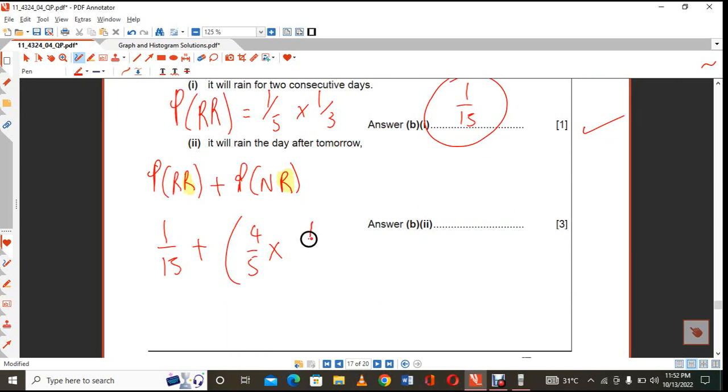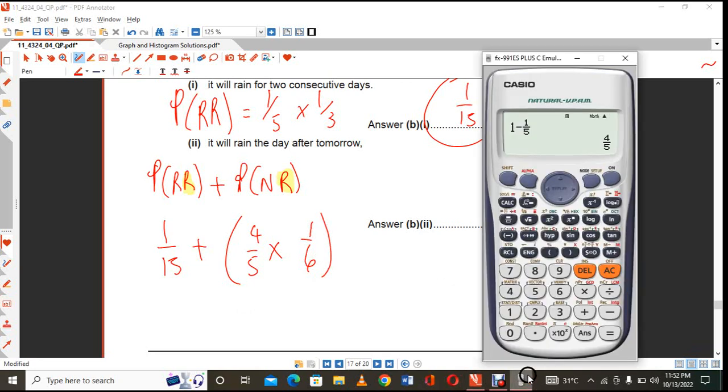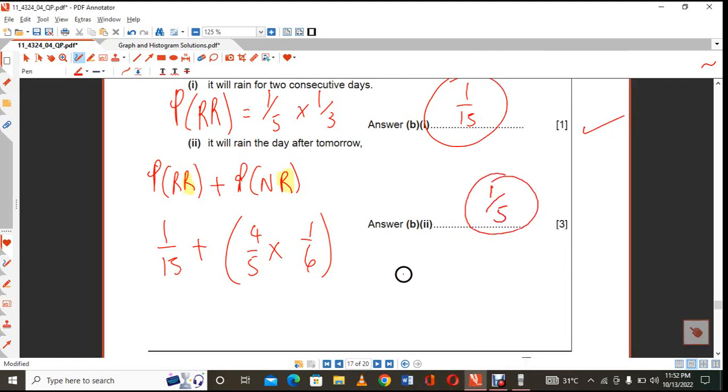And now it's just for us to finish that. Okay, so grab your calculator and see what you're getting. So we have 1 over 15, plus in brackets 4 over 5 times 1 over 6. 4 over 5 times that, you get 1 over 5. Anything in that region. You can also get 3 over 15, of course, anything that is equal to that. So this means or equal to. All right, 3 marks for doing that.